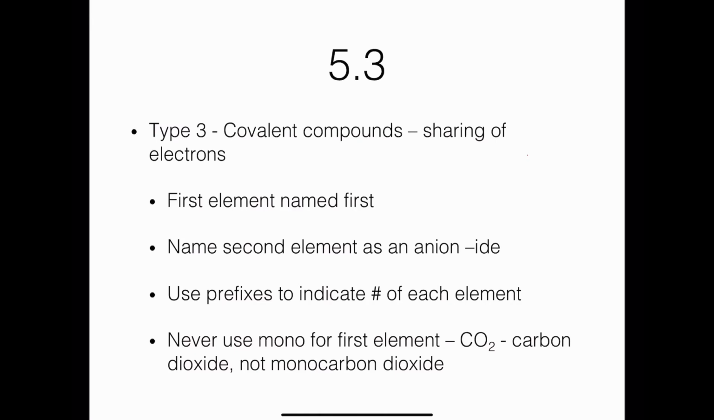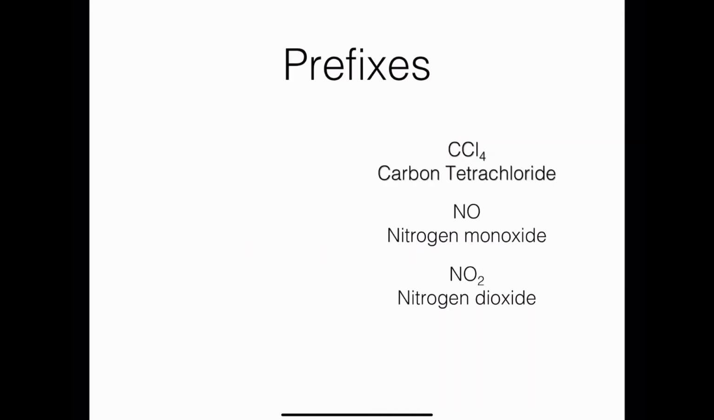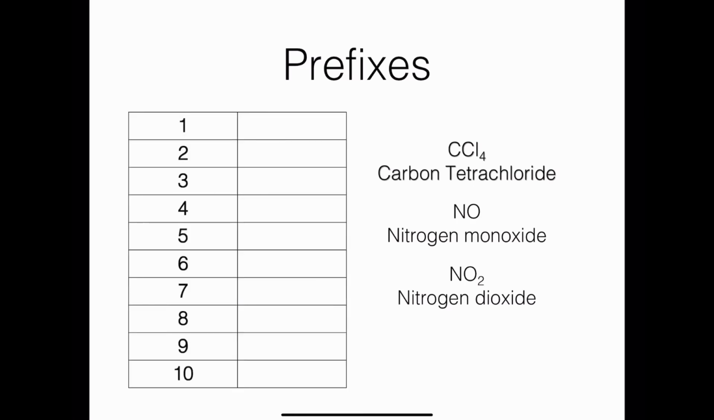And then we never use mono for the first element. So you've probably seen this one, CO2, you know that's carbon dioxide. There's only one carbon, but we do not say monocarbon dioxide. We just say carbon dioxide. So I would suggest using something like this as an example on a note sheet that you may make for the test. Write out CO2, write out carbon dioxide, and this just by itself tells you all the rules for naming compounds like this. So what we have to know first is the types of numeric prefixes that we're going to be using, or what those prefixes are.